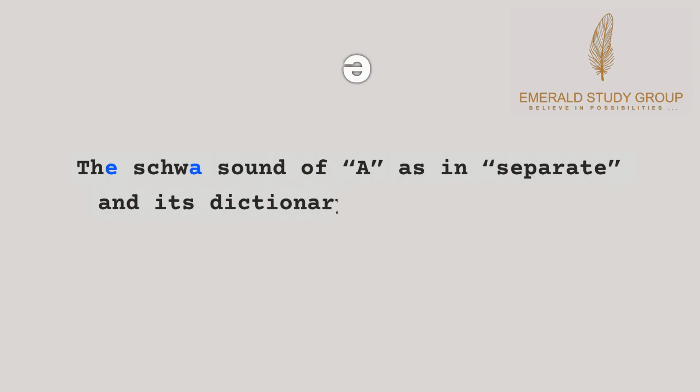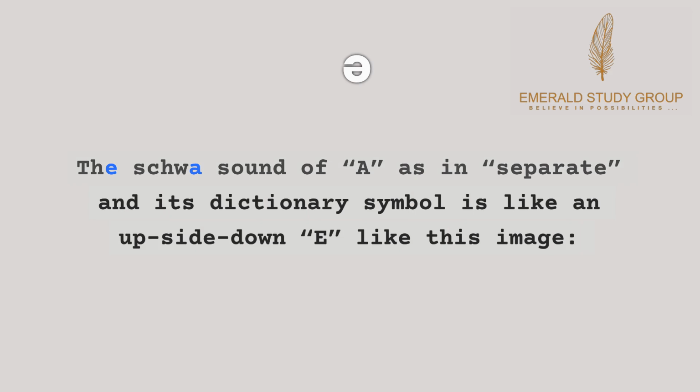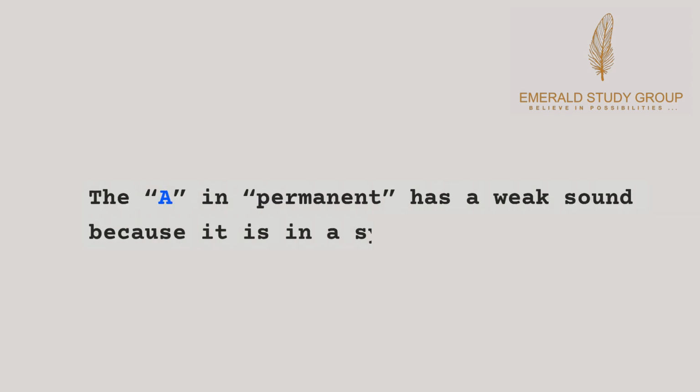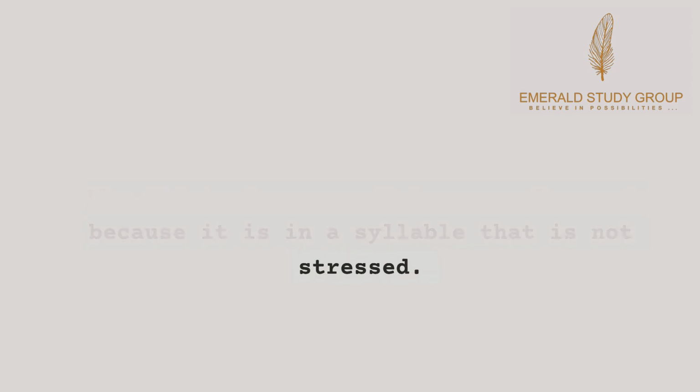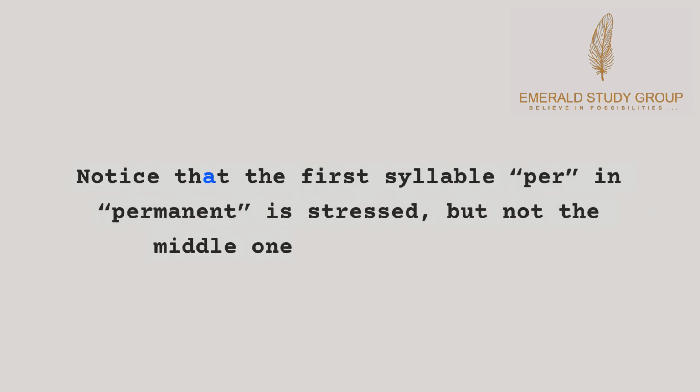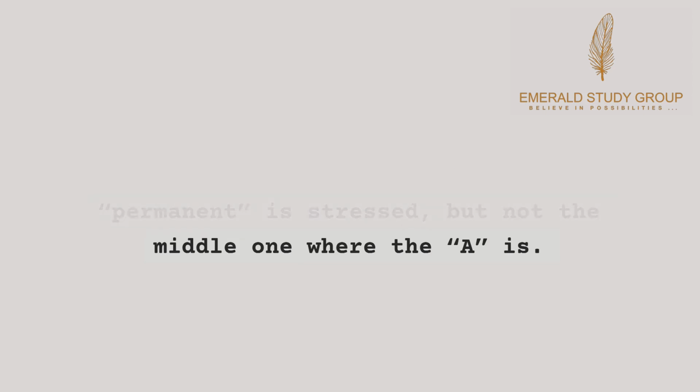Schwa of A. The schwa sound of A, as in separate, and its dictionary symbol is like an upside-down E, like this image. A schwa is a name given to a weak sound of any vowel. The A in permanent has a weak sound because it is in a syllable that is not stressed. Notice that the first syllable, per, in permanent is stressed, but not the middle one where the A is.